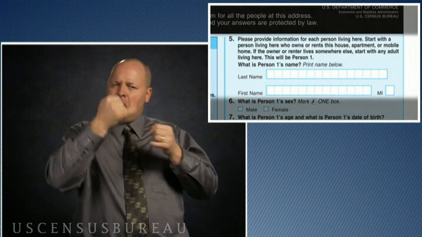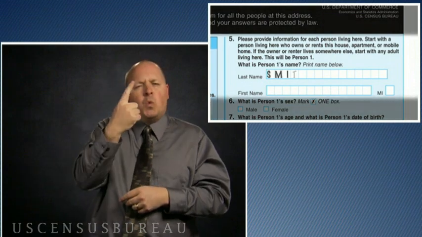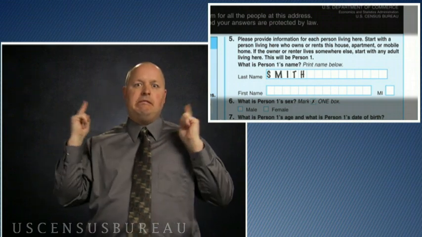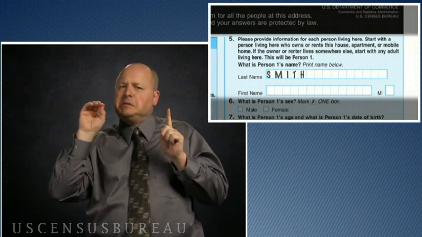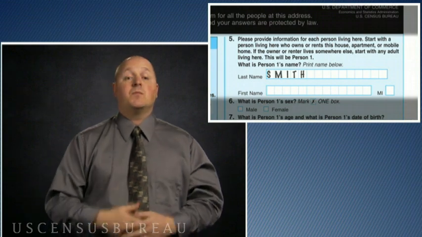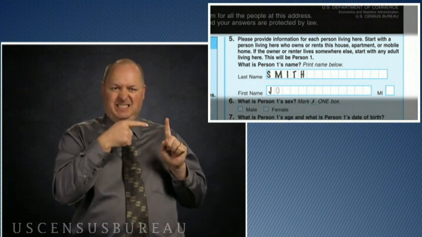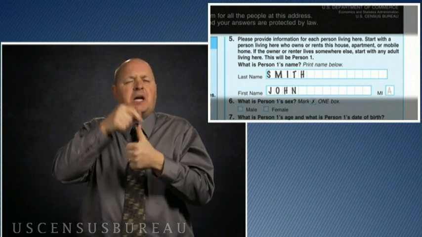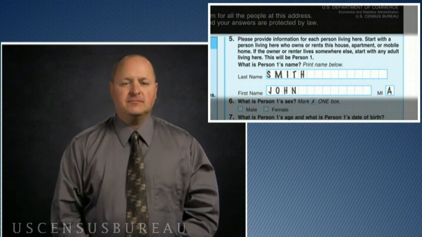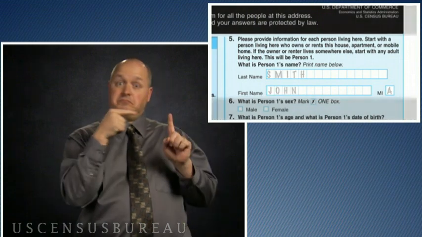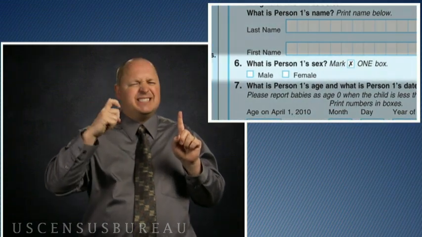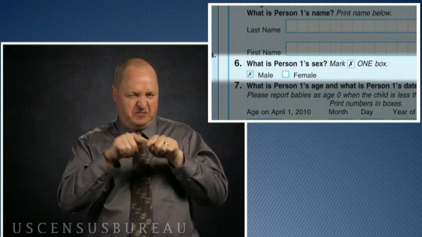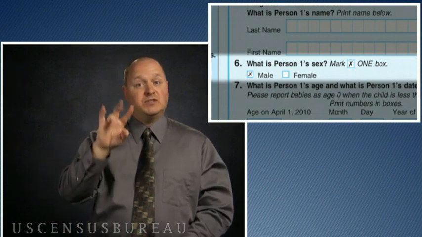Print Person 1's last name with one letter in each box. If you need more space, you may write beyond the last box. Then print Person 1's first name. If Person 1 has a middle initial, please print the letter in this box. Question 6 asks for Person 1's sex. Please mark one box, male or female.